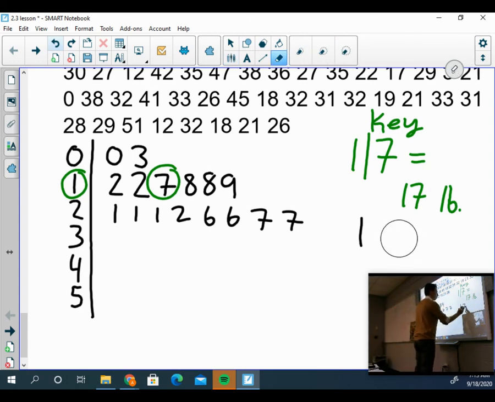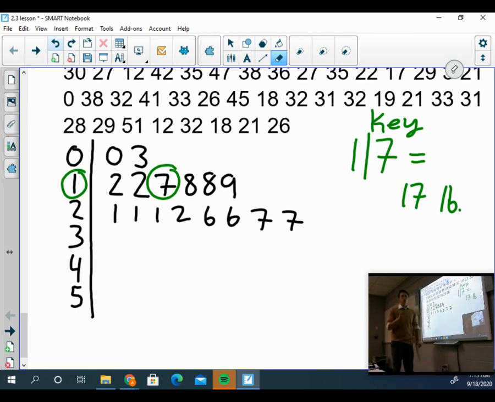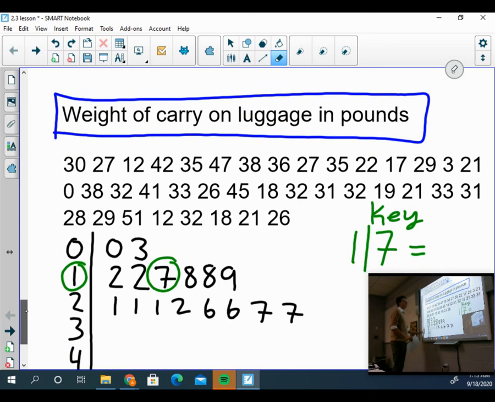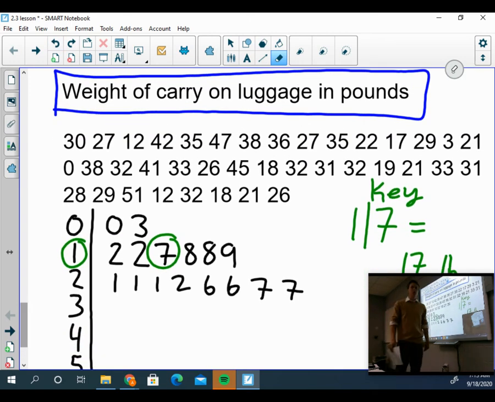Okay? So please, you must create a key for every stem and leaf plot you create, and you must have a title. I'd put a little star next to both of those in your notes. Most people seem to forget those.